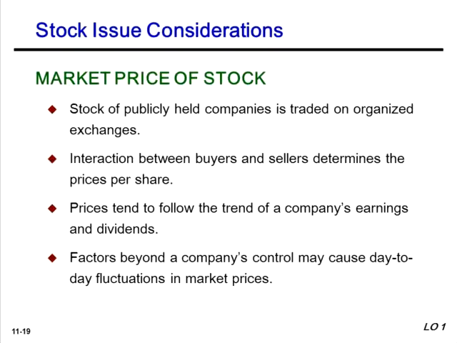Assuming that the market is acting rationally, prices tend to follow the trend of a company's earnings and dividends. Factors beyond a company's control may cause day-to-day fluctuations in market prices. So going back into the 1980s, when there was an assassination attempt on President Reagan, the stock market went down. In 1986, when the Space Shuttle Challenger crashed, the stock market went down. Obviously, when 9/11 occurred, the stock market went down.